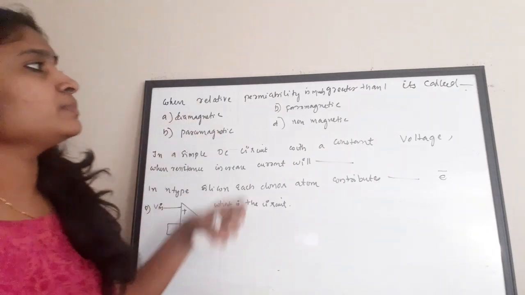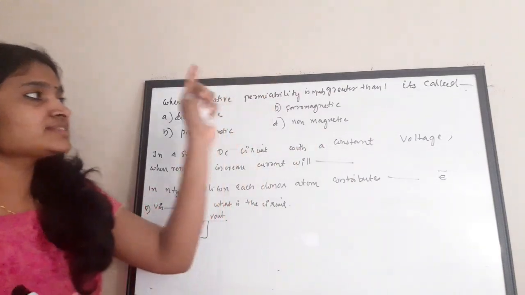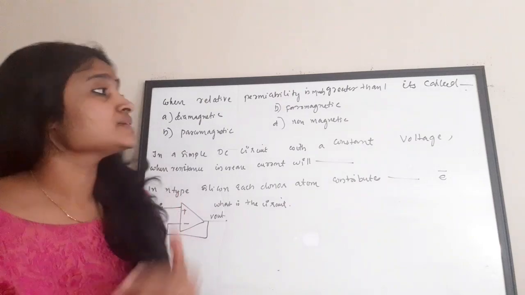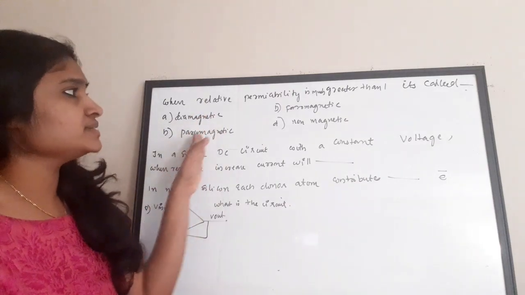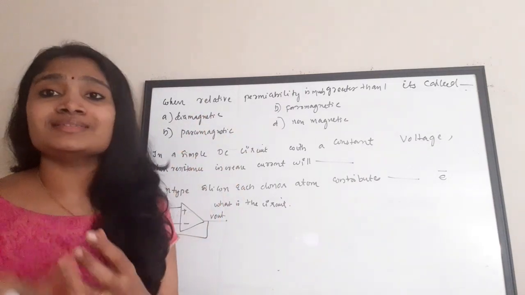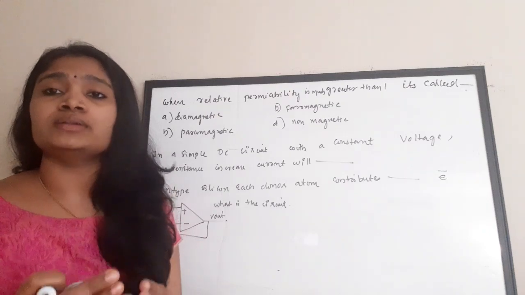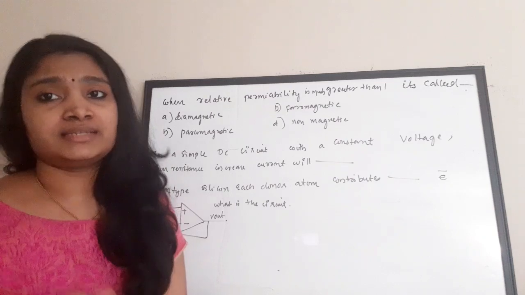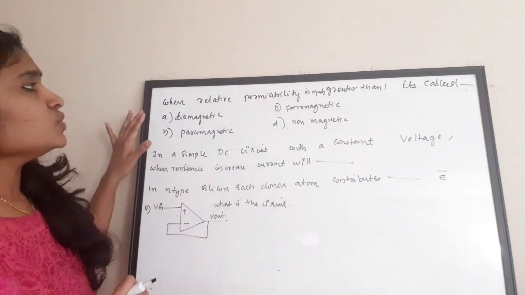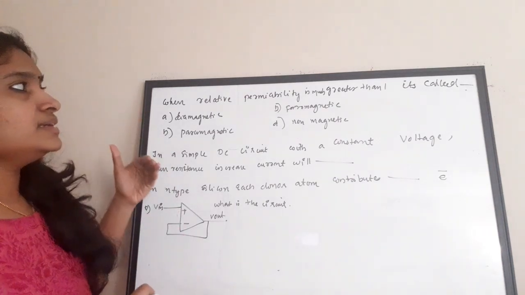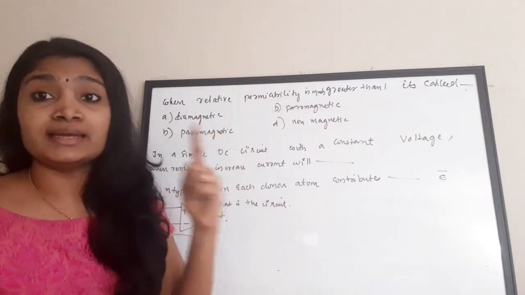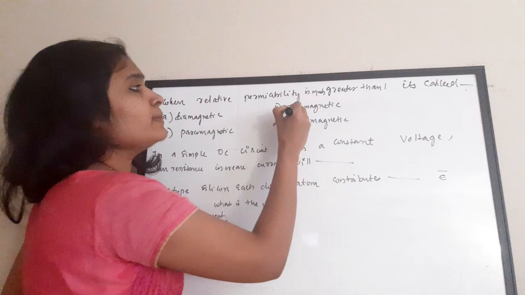When relative permeability is much greater than 1, it's called a dash material. So we know that there are various magnetic materials: diamagnetic, paramagnetic, ferromagnetic. These are the various types of magnetic materials based on their magnetic properties or based on their relative permeability. Okay. So if the relative permeability is much greater than 1, then it is called a ferromagnetic material.